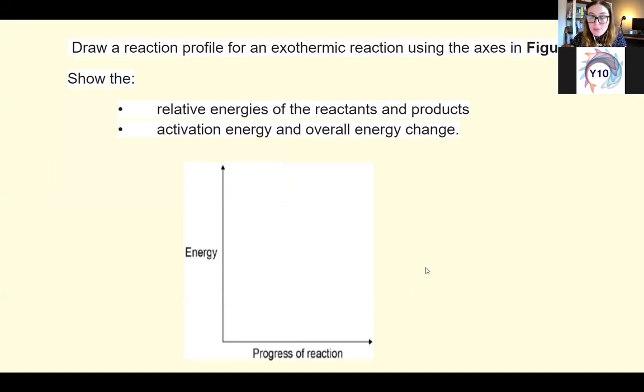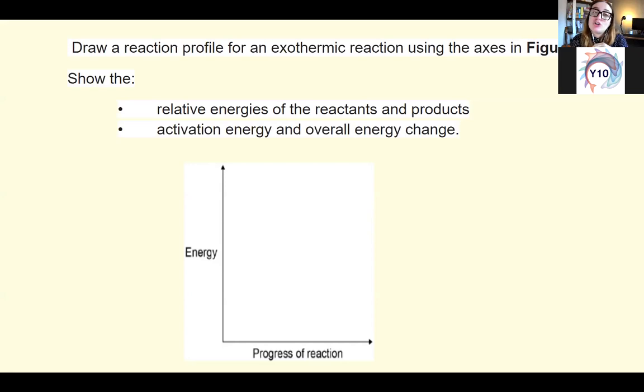So guys, if you've got a pen with you and some paper, what I want you to do is to have a go at this question. And I'm going to show you in a second together how it's done. So it says, draw a reaction profile for an exothermic reaction using the axes in figure 1. So they give you those in the exam, okay, but they're really simple.